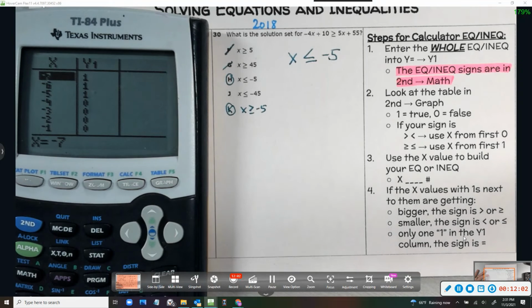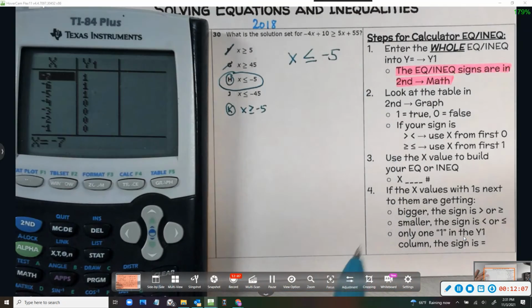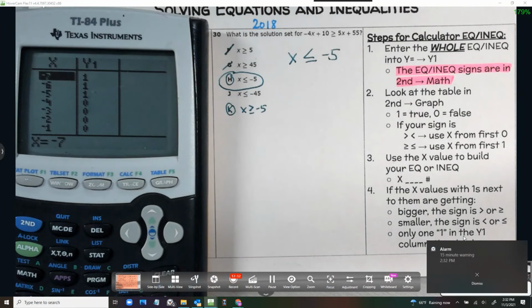All right. So, do you guys kind of see why we did this? Kind of. Now let me show you an example from your homework.